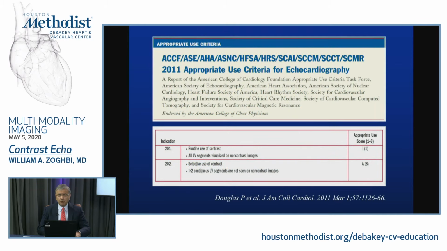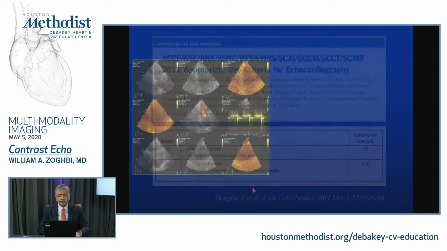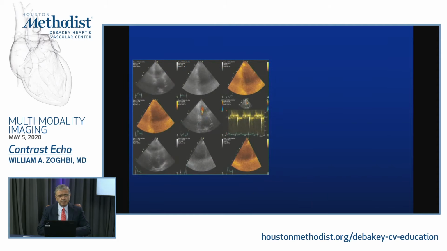And if you look at the appropriateness criteria from the various organizations, routine use of contrast, if all the segments are visualized, it's certainly inappropriate. And at times you may see shadowing that may hinder some of the imaging. But you want to use it appropriately when you don't see enough of the ventricle and you need assessment of ventricular function. So that's going to be very important.